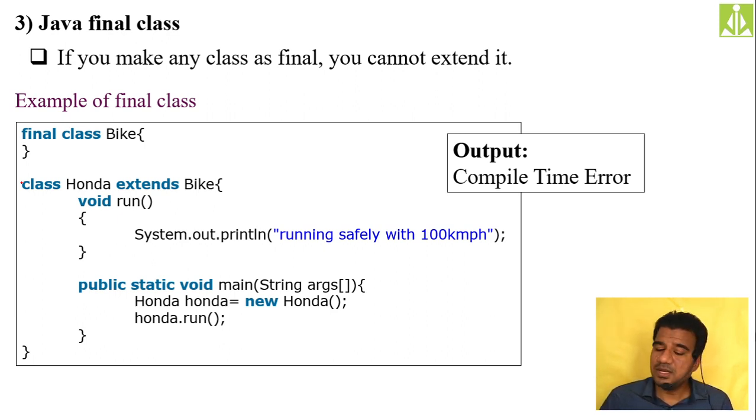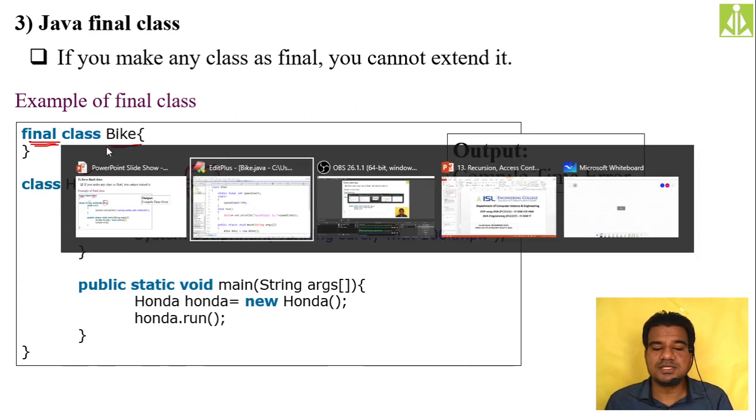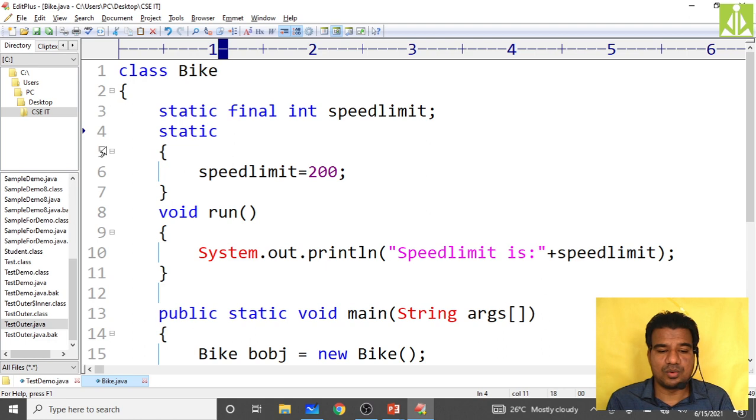So you just see that one. Here we are creating a class with the name bike, and I'm creating another class Honda, and I'm trying to extend Honda from the bike class, which is a final class. So again, what will happen? You will get an issue over here. Quickly, these two things we will see in our program.